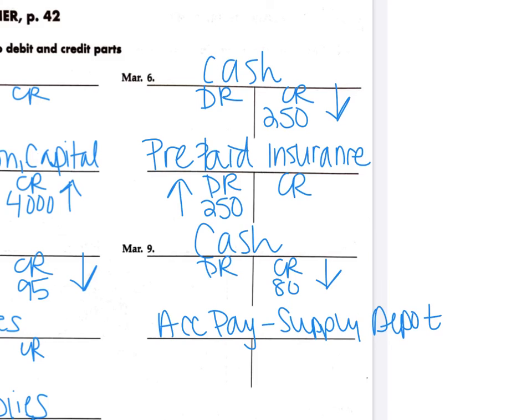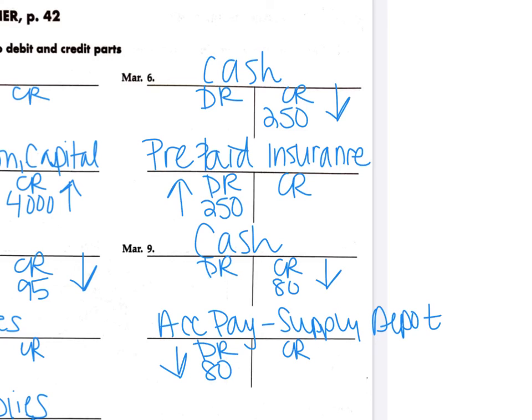And I also need to decrease accounts payable. So since it's a liability, should I debit or credit it to decrease it? I should debit it because liabilities increase as a credit, which means they decrease as a debit. So now I'm in balance. I have a debit and a credit for $80.